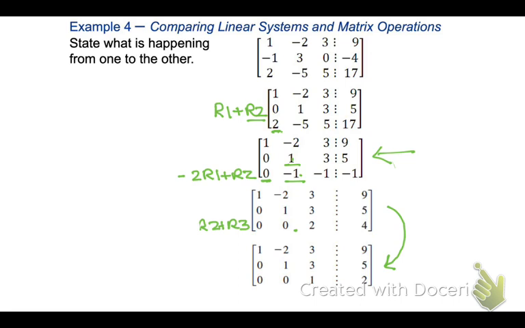Row 2 subtracted 3. Row 2 minus row 3. So row 2 minus row 3. So it'd be 0, 0. 1 minus 0 would be 1. Correct? 3 minus 2 would be 1. And 5 minus 4 would be 1. So is that what they did? No. Nope.